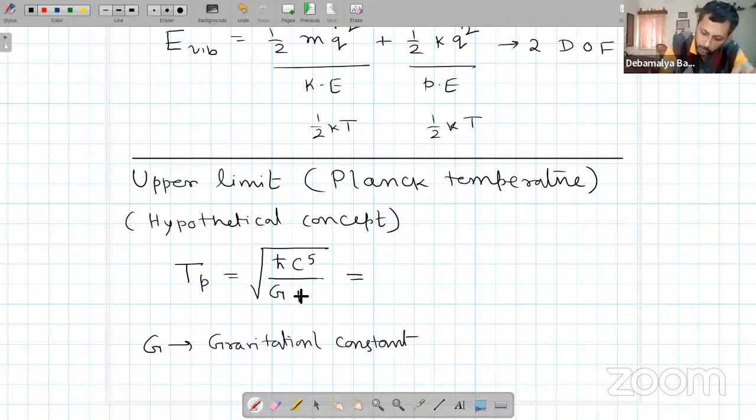Probably I should write small kB squared if that helps. c being the speed of light. Once again, I should write small c intentionally, and ħ is the reduced Planck constant.